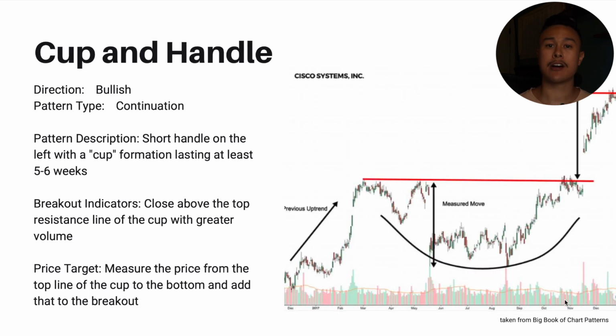So lastly, we have our cup and handle formations. These are amazing. I've made so much profit off of these. However, these typically last a little longer, especially when playing on the day chart. And these can take anywhere between a month and 2 months to form. So this is a bullish continuation pattern. It has a short handle on the left with a cup formation lasting at least 5 to 6 weeks. So to confirm a breakout, we want to have a close above the top resistance line of the cup with an increase in volume.